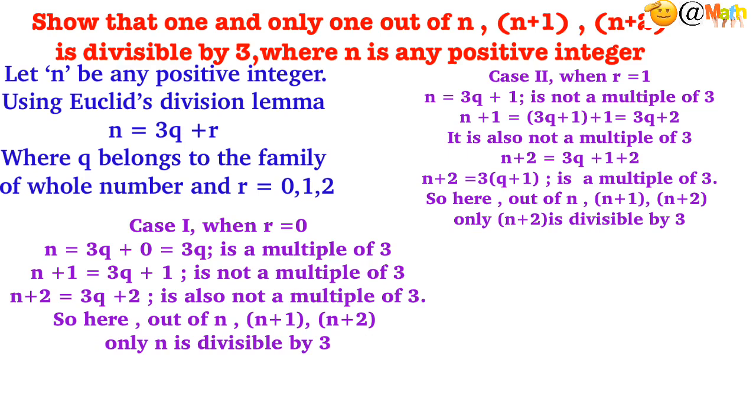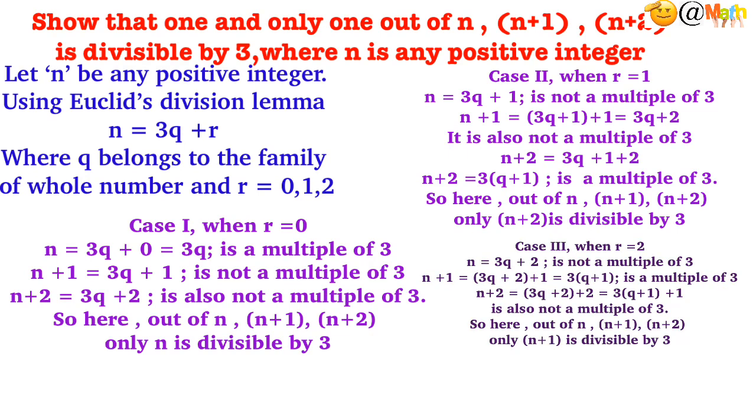In the last case, case 3, we have r is equal to 2. So n is equal to 3q plus 2, which is also not a multiple of 3. For n plus 1, 3q plus 2 plus 1, it is a multiple of 3. For n plus 2, it is 3q plus 4, which is also not a multiple of 3. So here also, only n plus 1 is divisible by 3. Hence, one and only one out of n, n plus 1, n plus 2 is divisible by 3.